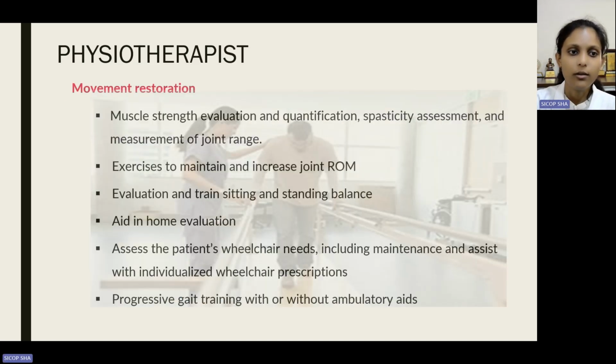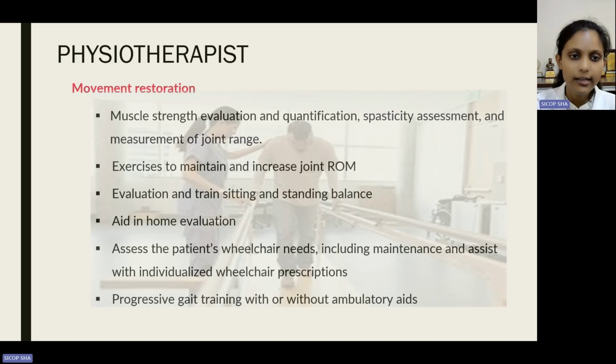Moving on towards the physiotherapist. So physiotherapist, their main aim is movement restoration. So how are the movements restored? The movement is restored by the muscle strength evaluation and quantification. First, they evaluate the strength of the muscle, then they quantify it. They check if there is spasticity, flaccidity, or anything else, and they measure the joint range of motion. First, they check the joint range, their strength, and then in neuro cases they check for spasticity and flaccidity. Then the exercises to maintain and increase the joint range of motion. So first the evaluation is done, then the exercises are started for the same.